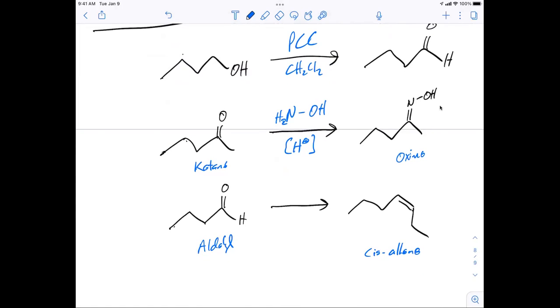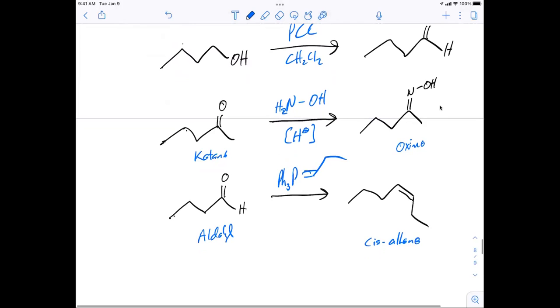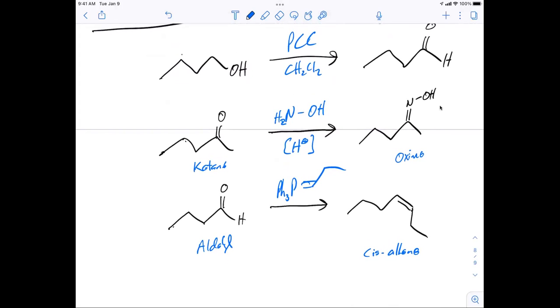This last one is a Wittig reaction. I know it's a Wittig because I have a cis alkene, and then we just need the right number of carbons. So that's an unstabilized phosphorus ylide, and that will give me the cis alkene. Questions about these aldehyde and ketone reactions? There's a lot of these reactions, so make sure you start to review these.